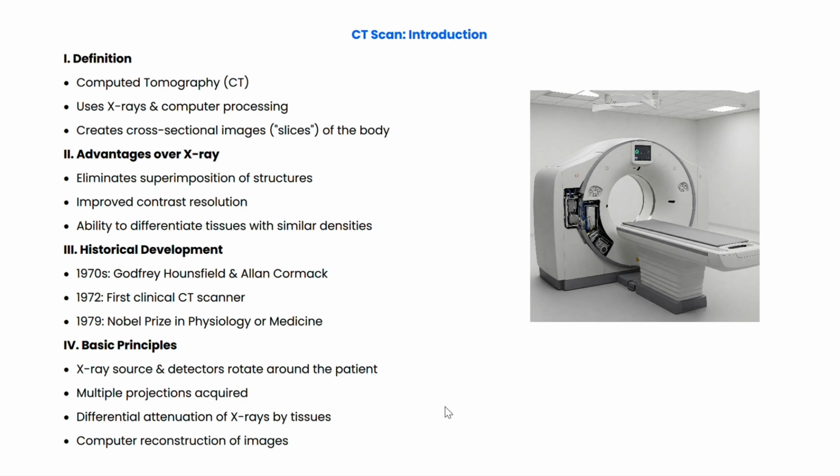The basic principle involves an X-ray source and detectors rotating around the patient, acquiring multiple projections. Different tissues attenuate, or absorb, the X-rays to varying degrees. This differential attenuation is the key. A computer then reconstructs these measurements into detailed images.